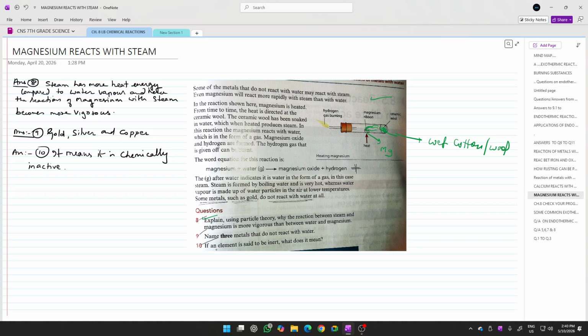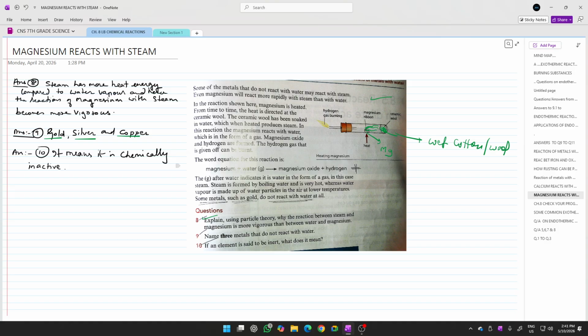Question number 9 says: name three metals that do not react with water. So the three metals that do not react with water can be gold, silver, as well as copper. There are many more, like aluminium, zinc, iron. Of course, zinc and iron do react with water. But gold, silver, and copper are the three metals which hardly react with water.